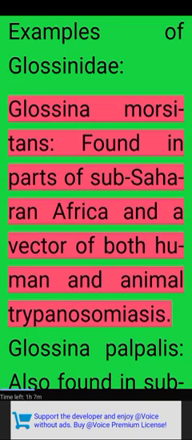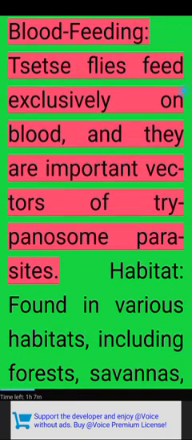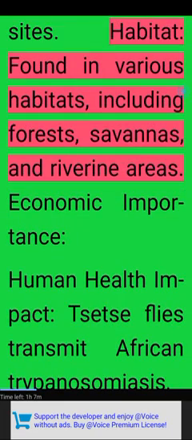Glossina morsitans, found in parts of sub-Saharan Africa and a vector of both human and animal trypanosomiasis. Glossina palpalis, also found in sub-Saharan Africa and a vector of human African trypanosomiasis. Biology and ecology. Blood feeding. Tsetse flies feed exclusively on blood, and they are important vectors of trypanosome parasites. Habitat, found in various habitats, including forests, savannas, and riverine areas.